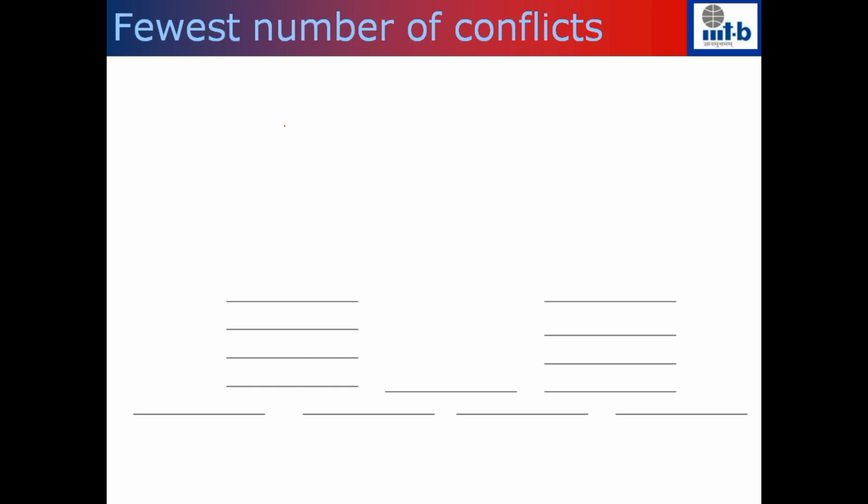The next option could be that among all the jobs you consider the one which has the fewest number of conflicts, because the algorithm says that you pick one job, and once you pick the job you remove all the jobs which conflict with that.